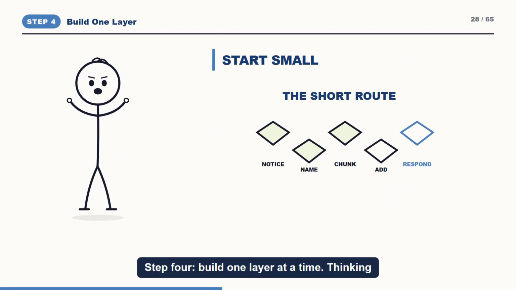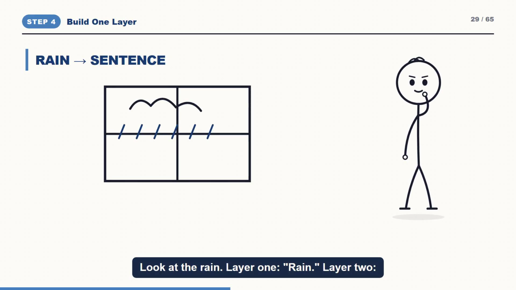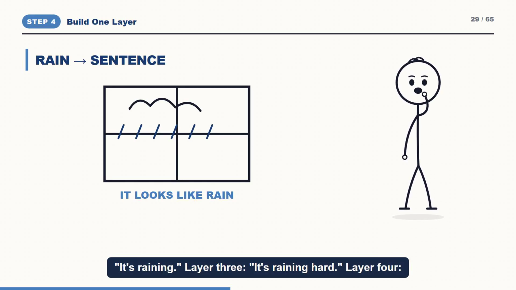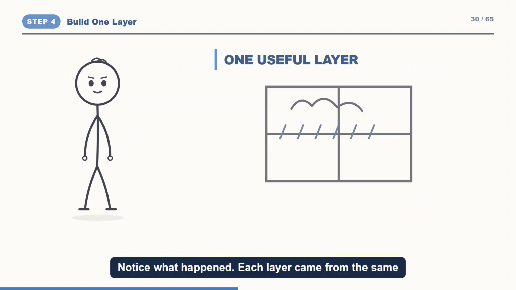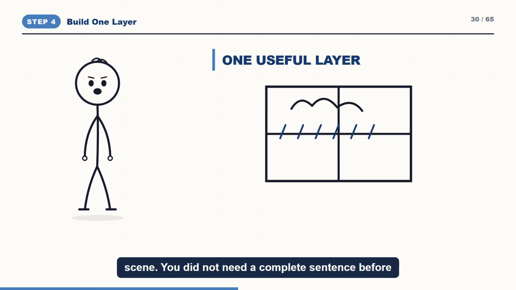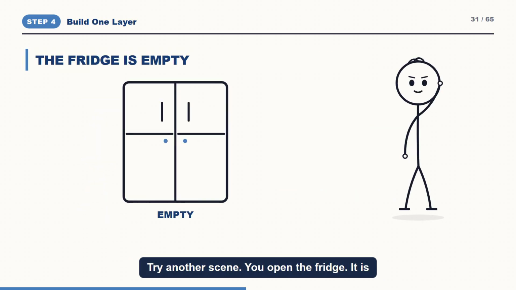Step 4. Build one layer at a time. Thinking directly does not mean you must produce a long sentence instantly. Start small, then add only what helps. Look at the rain. Layer 1, rain. Layer 2, it's raining. Layer 3, it's raining hard. Layer 4, I need an umbrella. Notice what happened. Each layer came from the same scene. You did not need a complete sentence before you began. Meaning led and English followed.